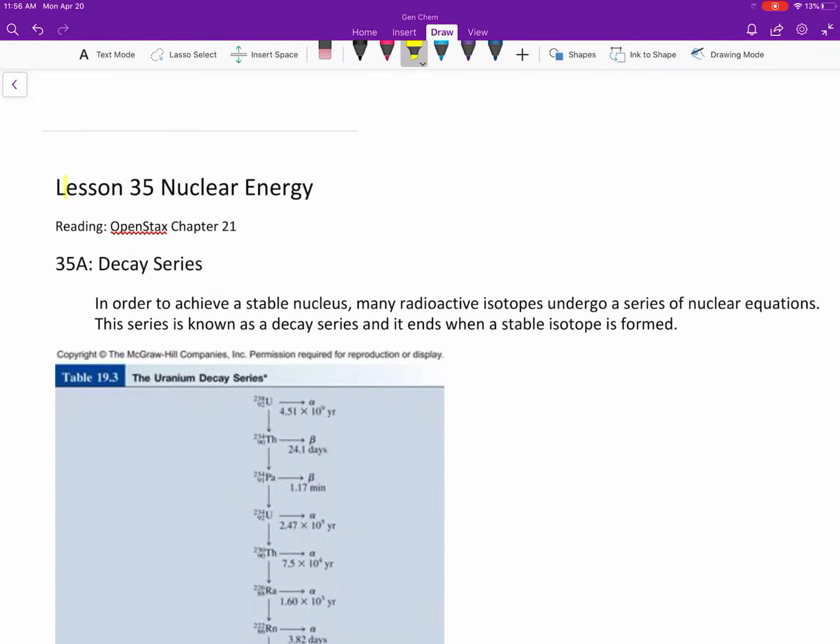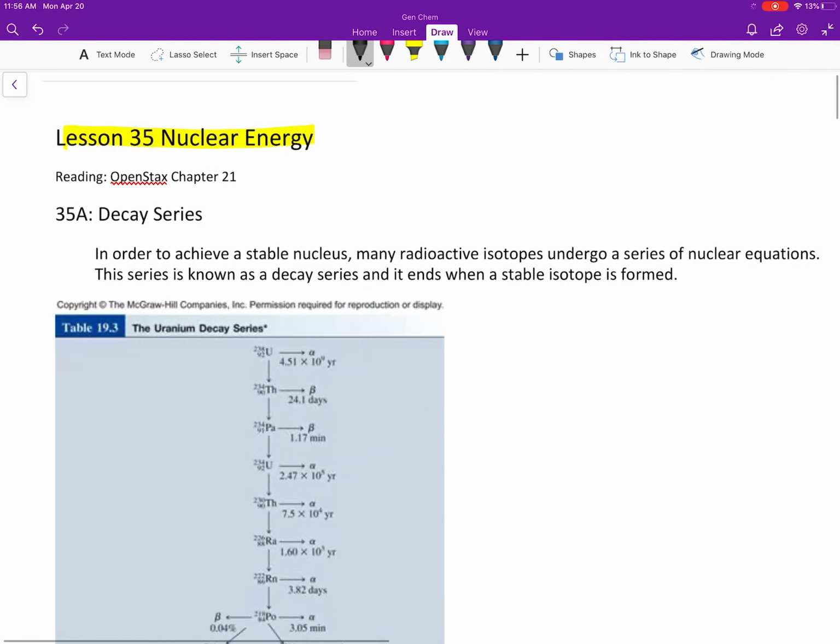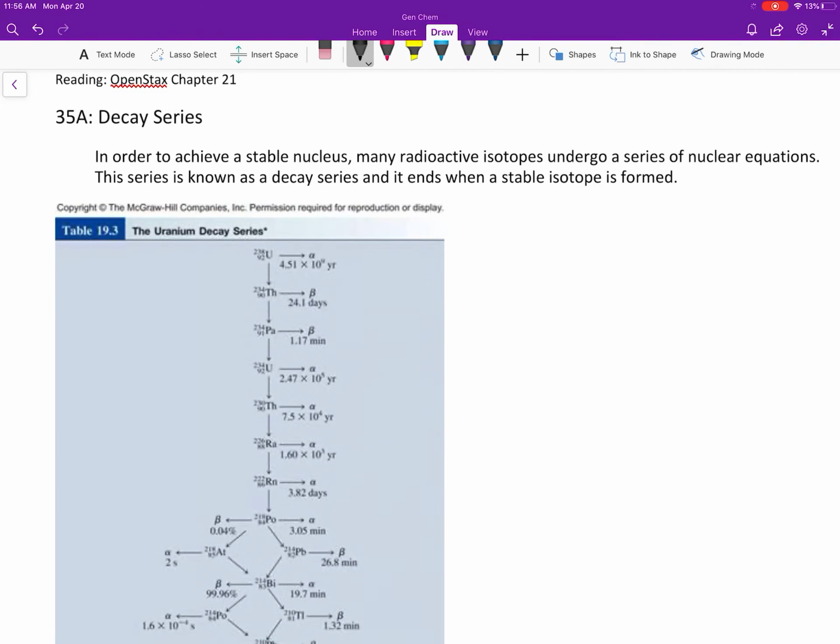We're going to talk about nuclear energy. Please pay attention to these particular notes because I'm going to talk about things we don't need to worry about and things that I want you to make sure that you do know for your final. The first thing we're going to talk about is the decay series.